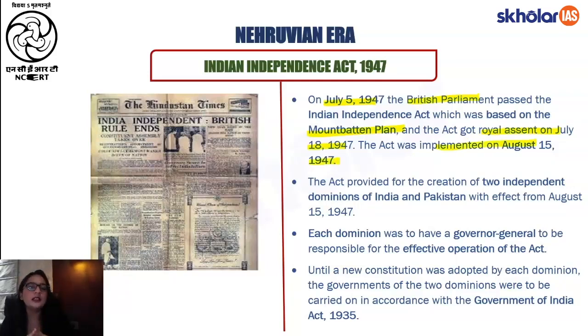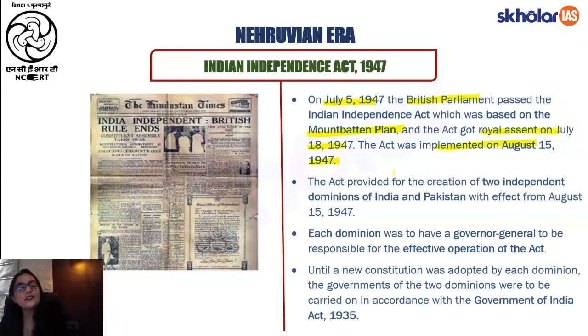So you have to remember when the Indian Independence Act was implemented, and that it was passed by the British Parliament, and it was based on the Mountbatten Plan. Now, students, we are going to talk about the important provisions that were a part of the Indian Independence Act 1947.